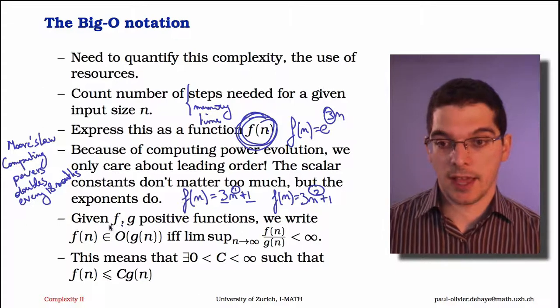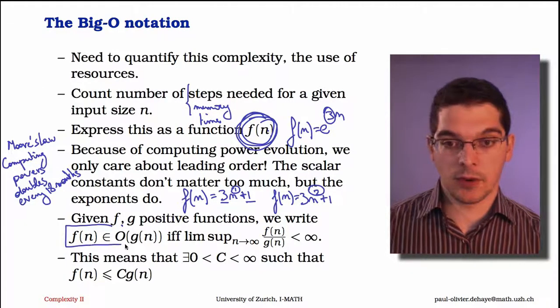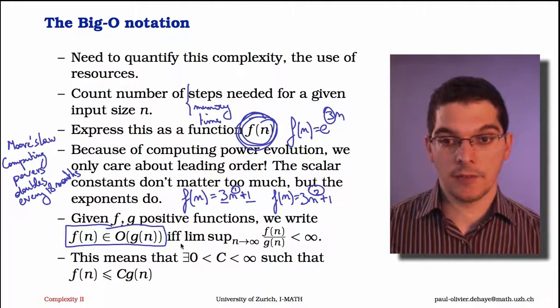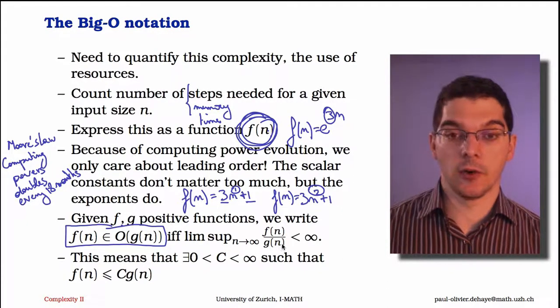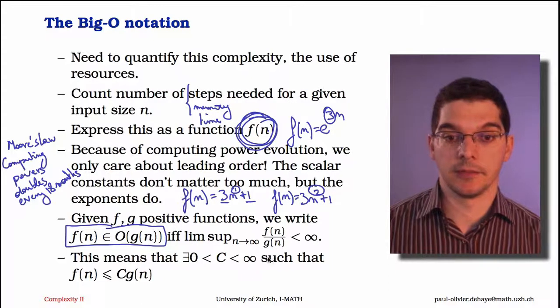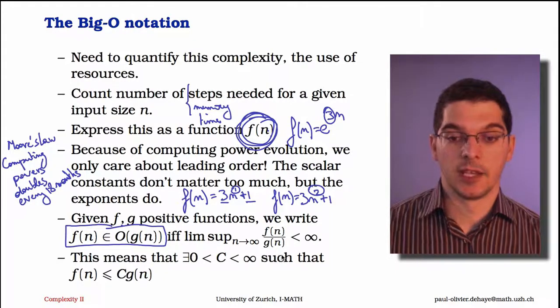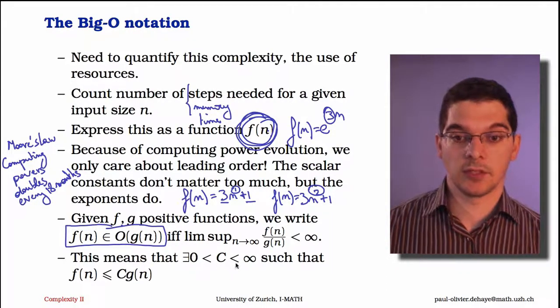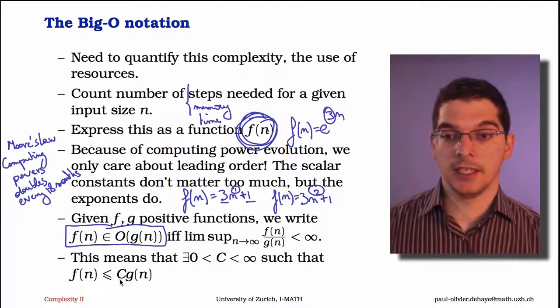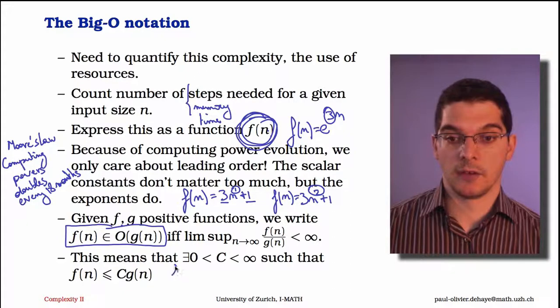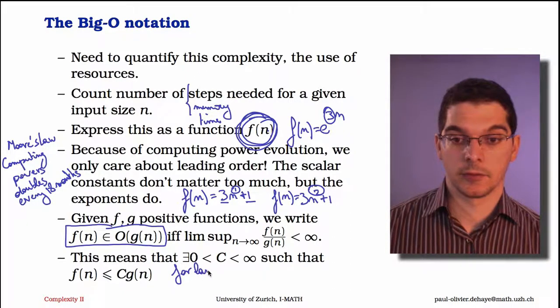So you say that f of n is in big O of g of n if and only if the lim sup for n going to infinity of f of n over g of n is less than infinity. So it's bounded by a constant. There exists a constant c between 0 and infinity such that f of n is less or equal to c times g of n for large enough n.